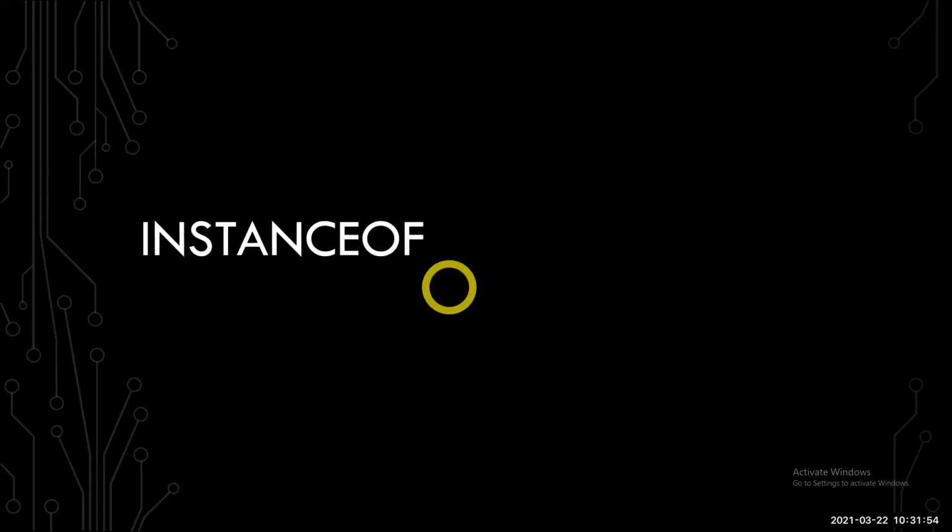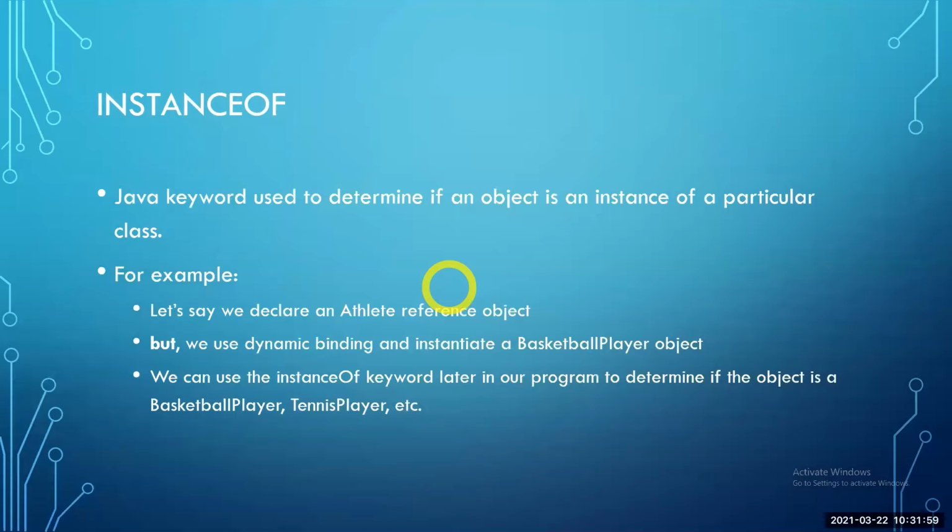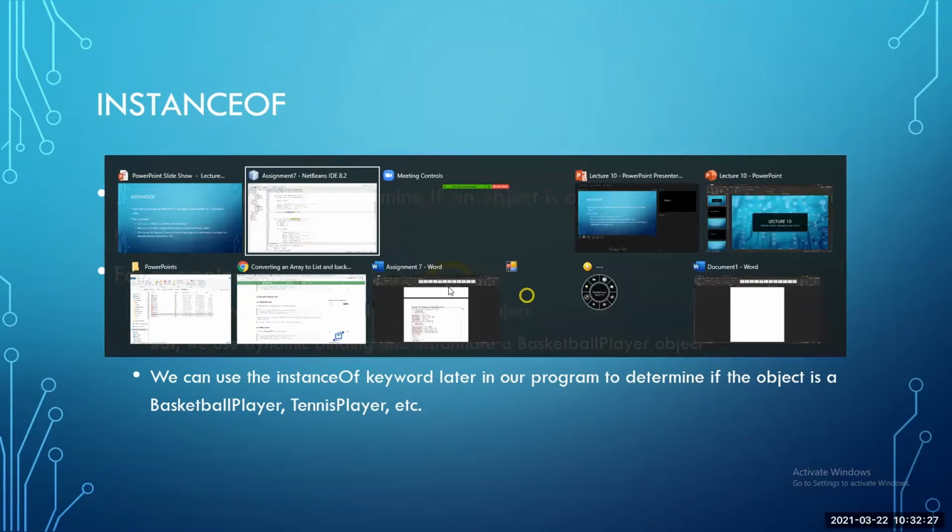The next thing is instanceof. It's a Java keyword used to determine if an object is an instance of a particular class. Let's say, for example, we declare our athlete reference object. Then we use dynamic binding to create a basketball player. So at runtime, the user decides, hey, I want to make a basketball player. Let's say I have another method that takes in that athlete. Whatever that athlete is, I can check for the type of player it is using instanceof.